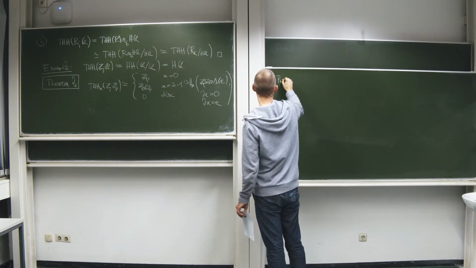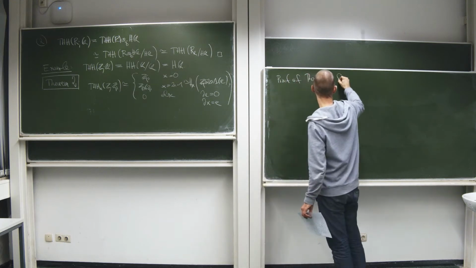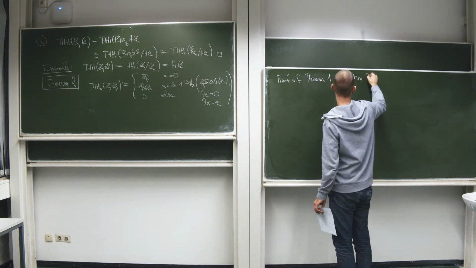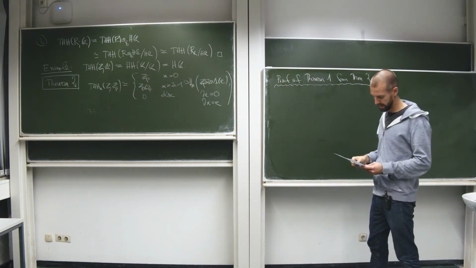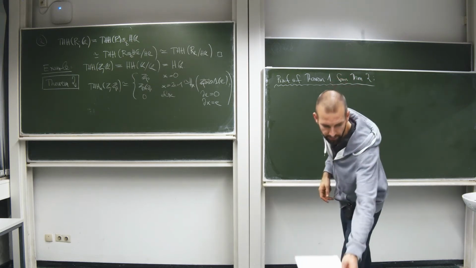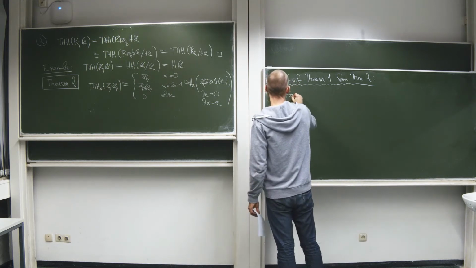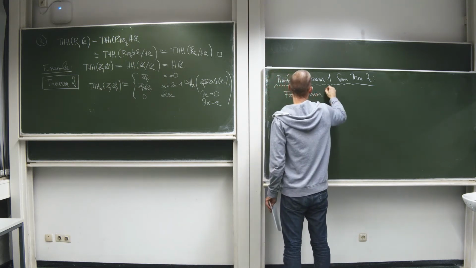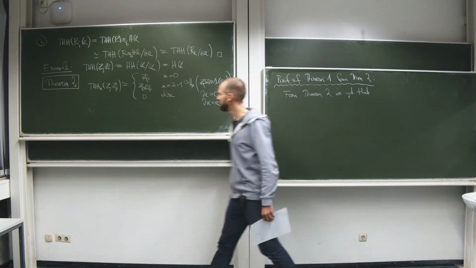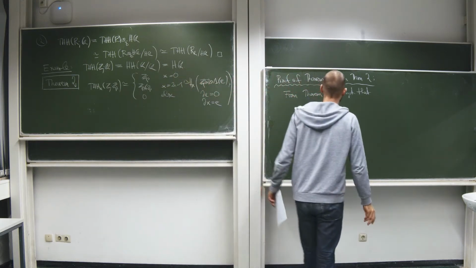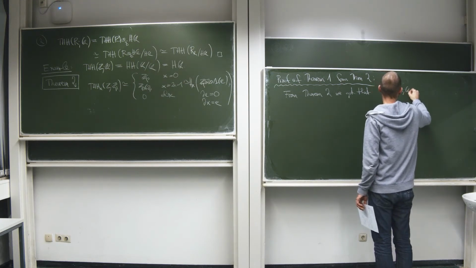So, proof of theorem 1. Our first theorem about THH of the integers follows from theorem 2. If we assume theorem 2, we have the computation of THH of Z with Z_p coefficients. We can read off what THH of Z with Q_p coefficients is.